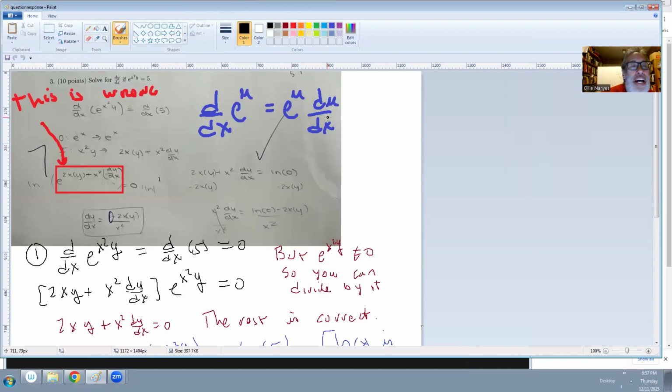When I was grading, I got a question from a student about an old exam where we had the following question. It was an implicit differentiation question. The question is, if you have e to the x squared y equals 5, find dy dx. Solve for dy dx. And the student came up with the correct answer.